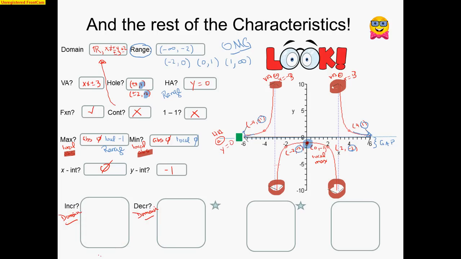I'm increasing from the left side of the domain to the hole. Nothing happens. Increasing, swoosh up to the hole. Nothing happens at the hole. Increase to the max. How do you write that?